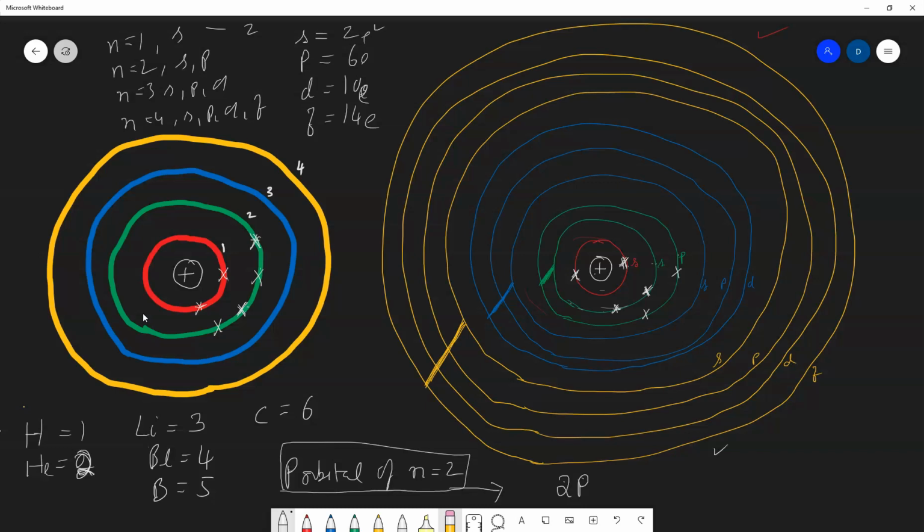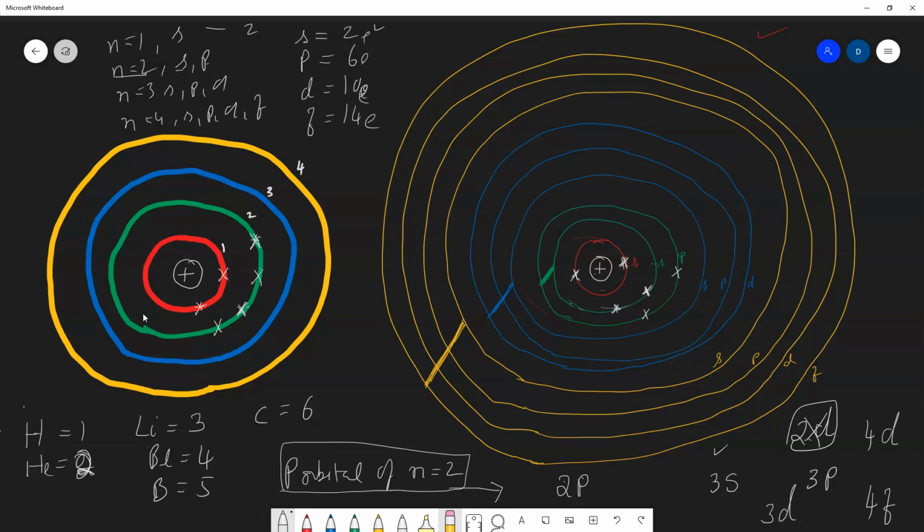or the s orbital of shell 3, or the p orbital of shell 3, or the d orbital of shell 4, or the f orbital of shell 4, or the d orbital of shell 3, and the d orbital of shell 2. This last one is wrong, because shell 2 has only 2 orbitals, the s and p orbitals. There is no d orbital, so you have to be careful here. You can just keep on continuing like this.